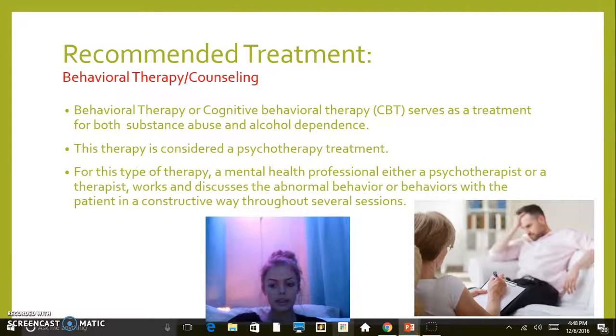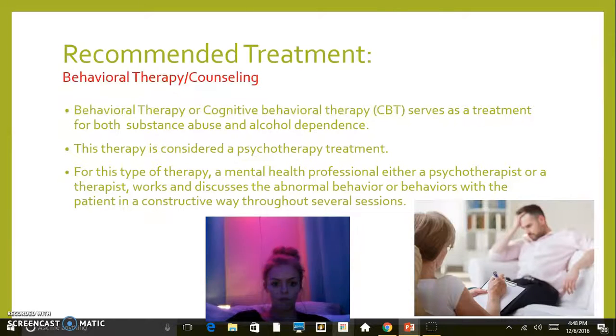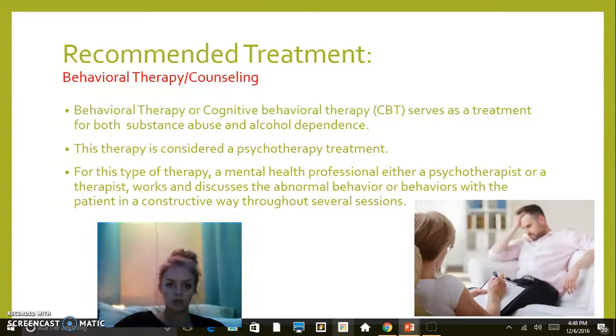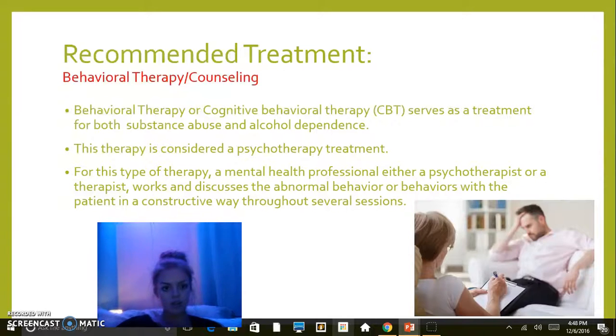So next is the treatment that I recommend for Meredith Palmer, which would probably be behavioral therapy / counseling. Since she does have multiple abnormal behaviors, the 2 I focused on were substance abuse and alcohol dependence, because those are the 2 major and most severe ones. I tried to use one of the treatments that those 2 had in common, so that I could treat both at the same time, which would be behavioral therapy / counseling, or CBT.